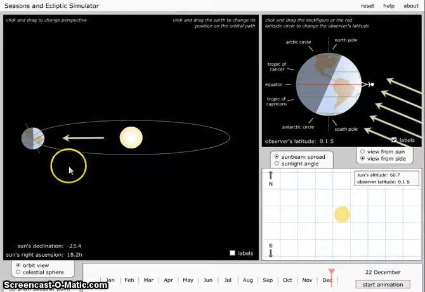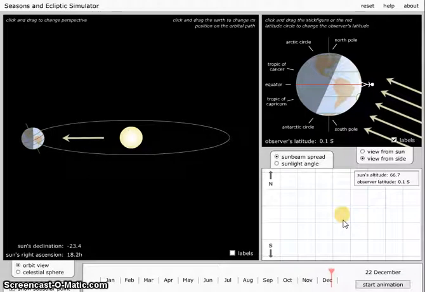You can tell here. You can also tell over here because the south pole's on the sunny side. 14B, what is the sun's altitude? 66.7, so about 67 degrees. Look at the sunbeam spread. It's not perfectly circular, but it's not stretched out a whole lot either.